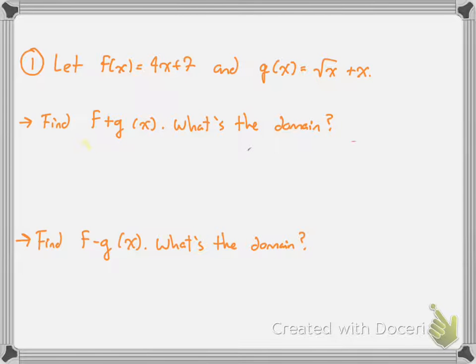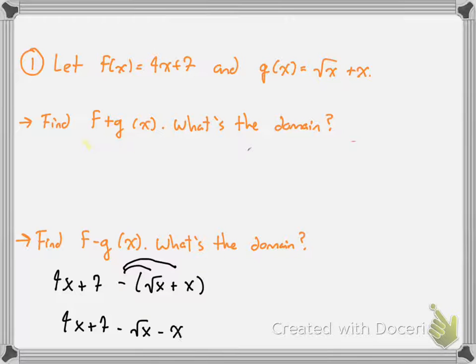In the second part of this, I want to figure out what f minus g of x would be, and again, I want to figure out the domain. So now I'm going to take both of these functions, and instead of adding them, I'm going to subtract them. Since I'm subtracting this whole function, I want to make sure to bring the negative to both terms. I'm left with 4x plus 7 minus the square root of x minus x. Again, I have the same like terms to combine, but now instead of adding them, I'm subtracting them. So my final equation here is 3x minus the square root of x plus 7.